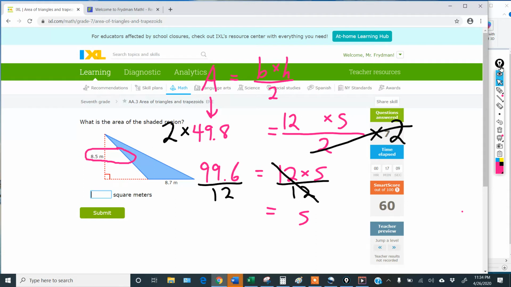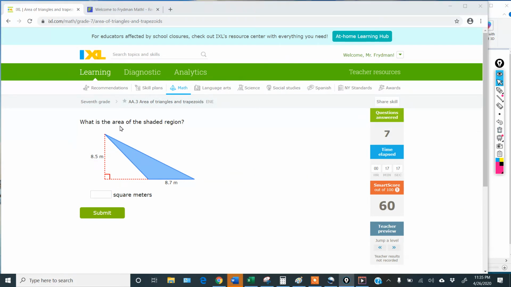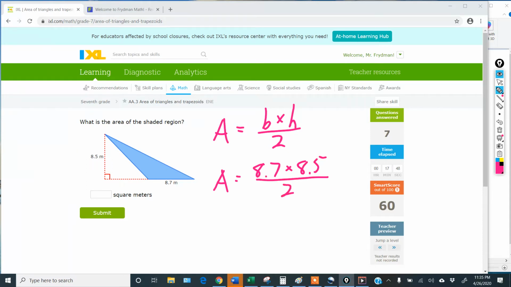All right, let's do another triangle one. This time we're looking for the area. Oh, I forgot to talk about the units before. That's okay. The area, again, of a triangle is equal to the base times the height divided by 2. We're looking for the area here, so we're going to plug in the base, which is 8.7, and the height, which is 8.5, and then divide by 2. Again, we don't know the area, so we're not plugging these numbers in for A. We're plugging them in for the base and the height, because this is the base and this is the height.